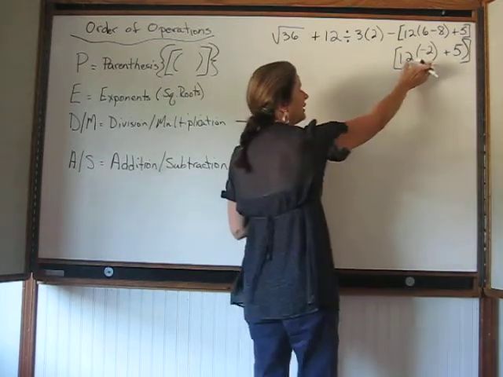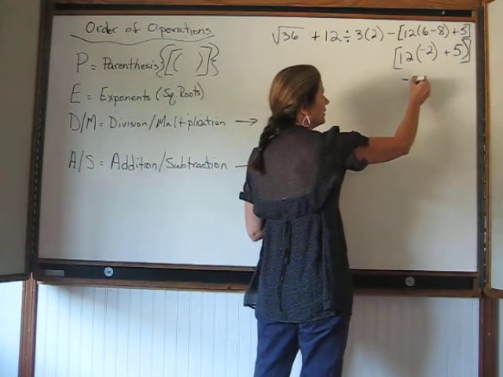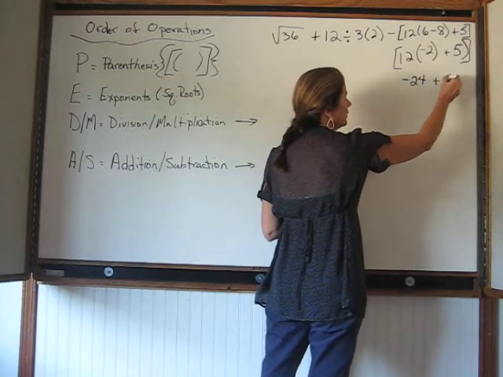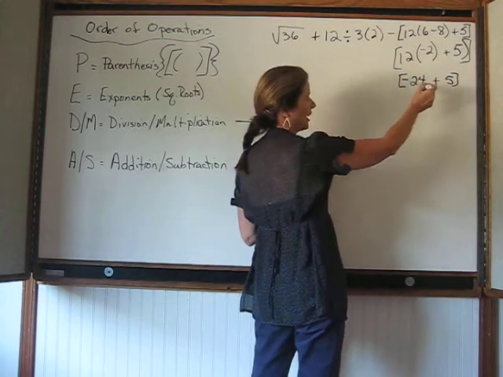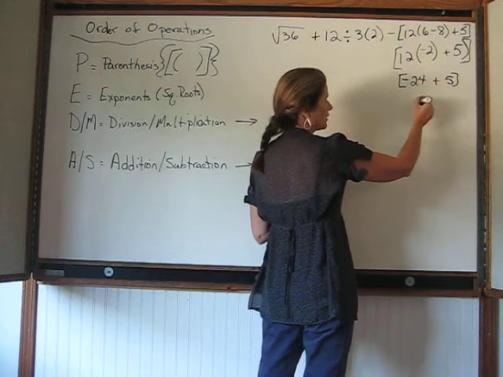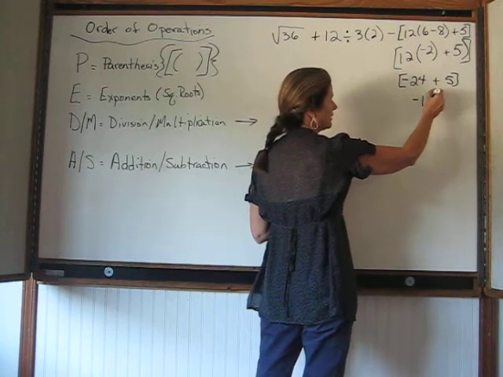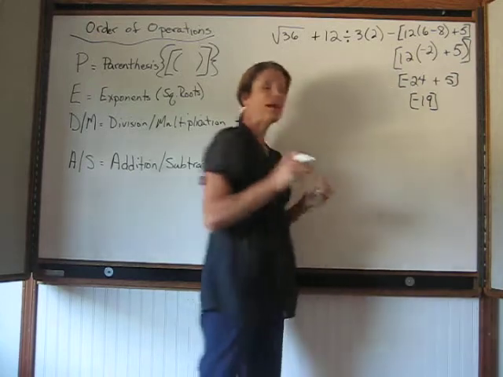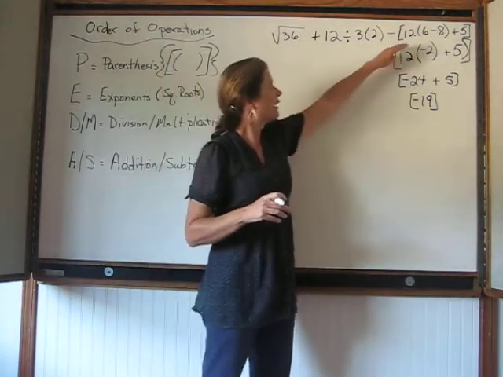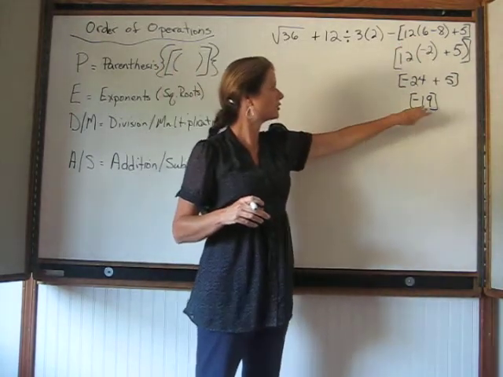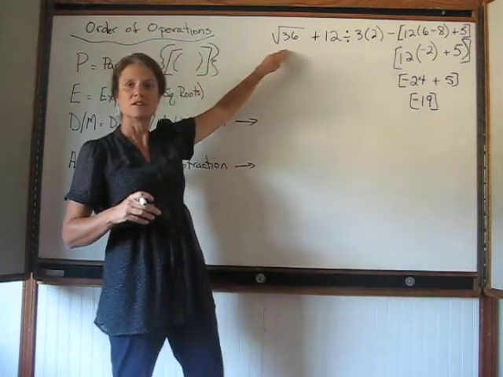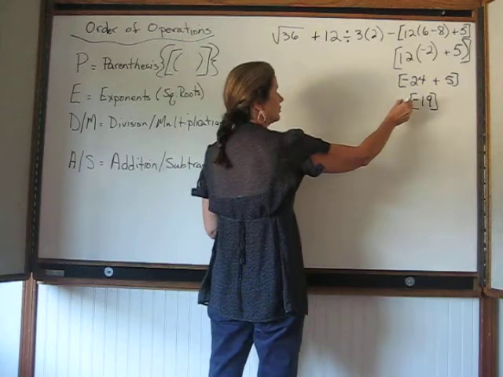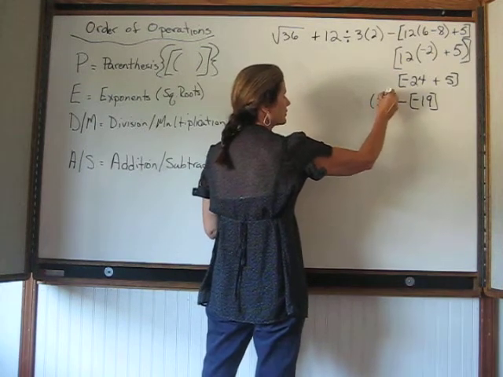Okay, so let's do that. 12 times -2 is a -24 plus 5. So that's still inside the brackets. -24 plus 5 is a -19. Okay, so that's what we have inside the brackets. Now I've reduced it down to -19, and now I can rewrite the beginning of the problem. So basically I'm just going to write it backwards.